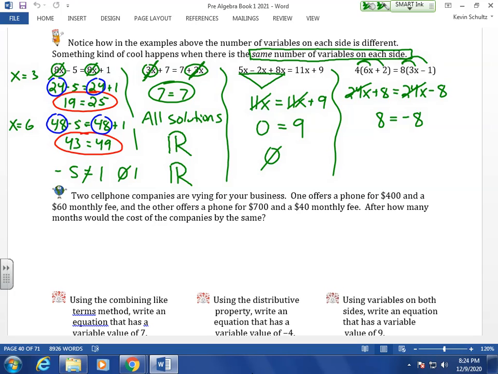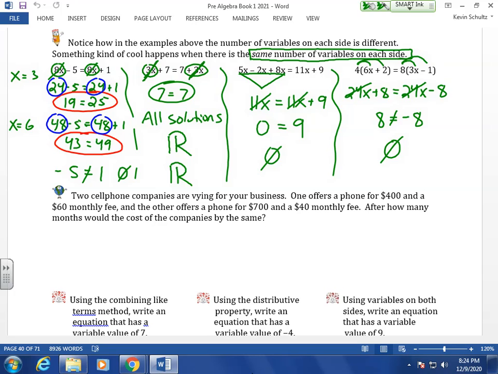But on the left side, that 8's positive. On the right side, that 8's negative. Those are different values. 8 is not equal to negative 8, right? 40 degrees feels much different than negative 40 degrees, right? They are opposites. They are not the same. So 8 not equaling negative 8, that's not true. It's once again going to be no solution. Okay? You won't see this too often, right?